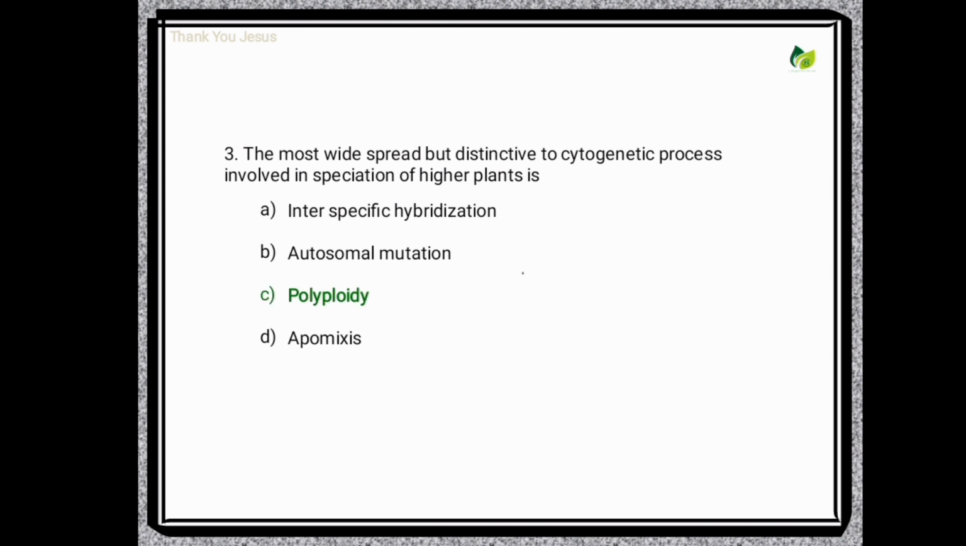polyploidy. Polyploidy results in instant speciation because the new polyploid may be immediately isolated reproductively from its parents, and also it provides new genetic material for evolution. That's why polyploidy is involved in speciation of higher plants. That is the correct answer.